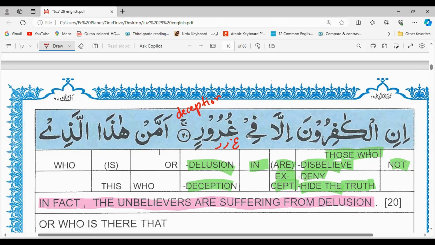So there is a great warning and a great invitation that we have to reflect upon the signs of Allah subhanahu wa ta'ala. And if we keep on denying them, then we are inviting the punishment of Allah subhanahu wa ta'ala that everyone should fear and everyone should try to avoid. So this is the brief explanation of these verses today.